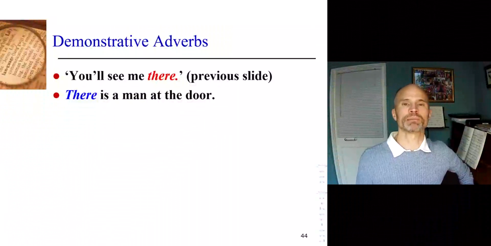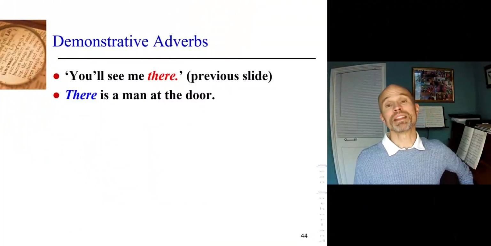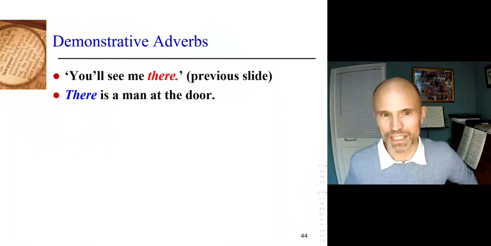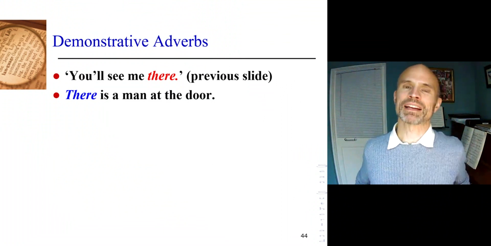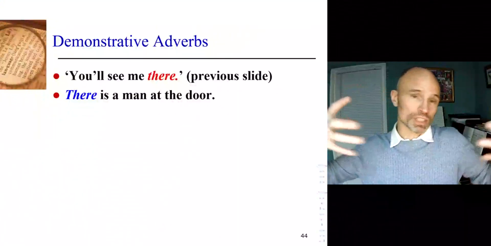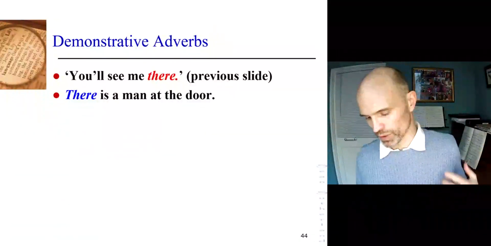You'll see me there. Maybe. "You'll see me there" sounds a lot more satisfying, right? "There's a man at the door." You can use a contraction even. "There's a man at the door."